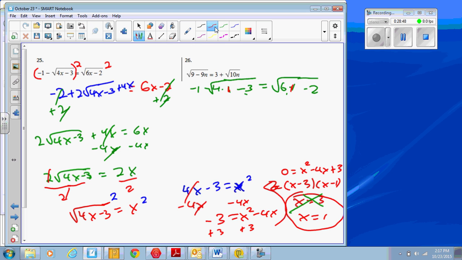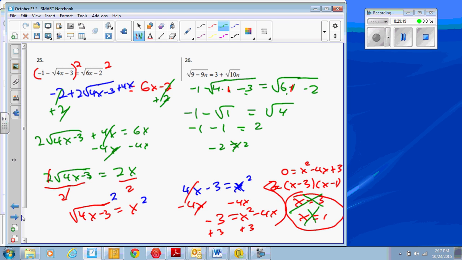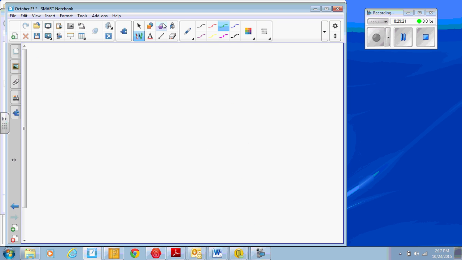So now this becomes negative 1 minus 4 square root of 4 minus 3 is 1, equals the square root of 6 minus 2, which is 4. So this becomes negative 1 minus 1 equals 2. Negative 2 equals 2. It does not as well. So in this case, there are no solutions. Okay. And the final problem, which I'll try to do a little quicker, hopefully we'll get out of here. Well, at least I'll have it here. Let me rewrite that. I'm going to rewrite that over here so we have some room to write.